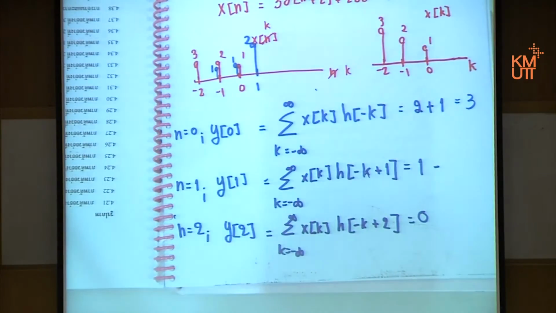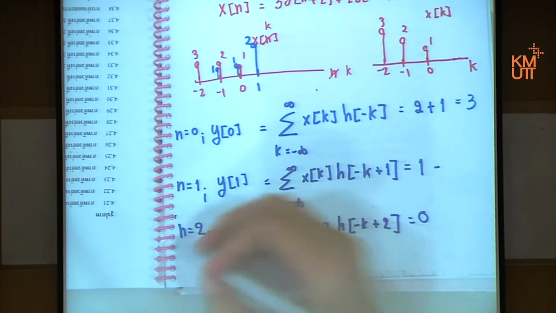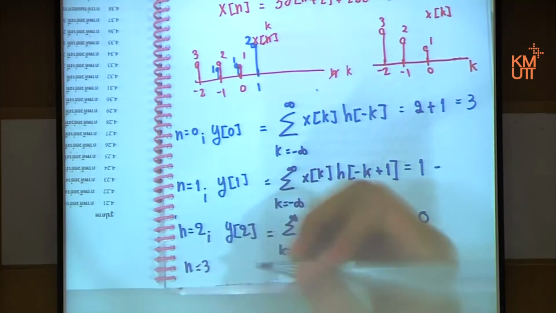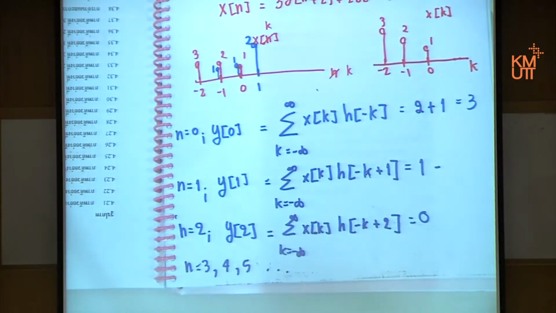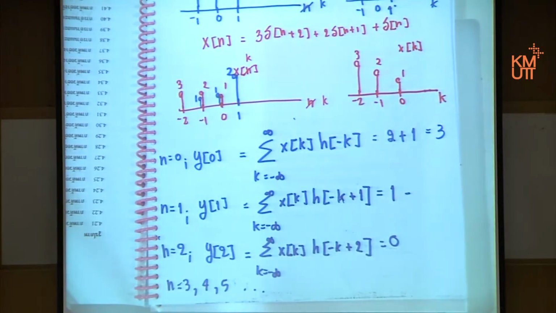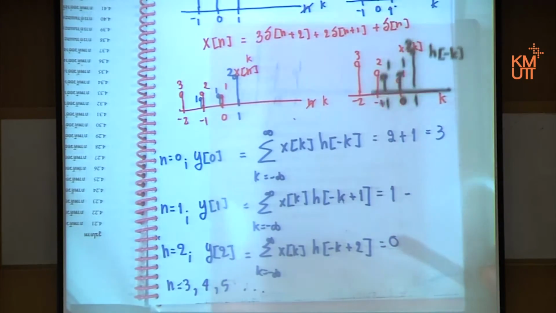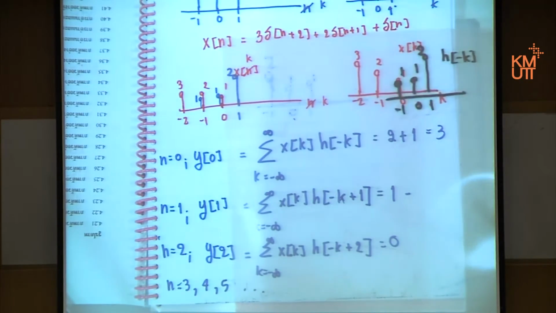So it means that for this case, if you want to find y when n is greater than 2, suppose your n equals 3, 4, 5, and so on to infinity, you can see that there will be nothing overlapping between the red one and the black one, right? For example, if n equals 3, it means that you need to shift the black one to the right by 3 units, right? 1, 2, 3.